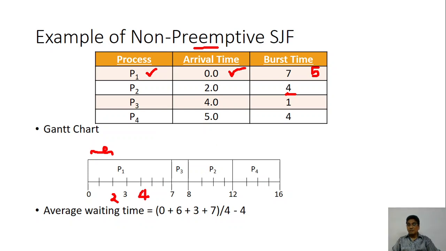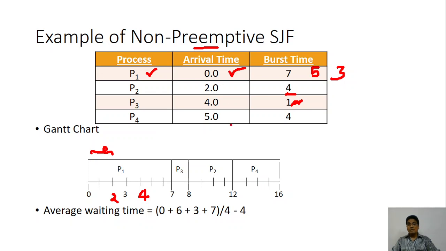So at 4 milliseconds, what is the time it has consumed? Total it required was 7, so it has consumed 4 milliseconds. What is remaining at 4 milliseconds? 3 units are still remaining. But P3 came at 4 milliseconds, and what's the time it requires? It's just 1 millisecond, but still it will not be scheduled because it is non-preemptive.